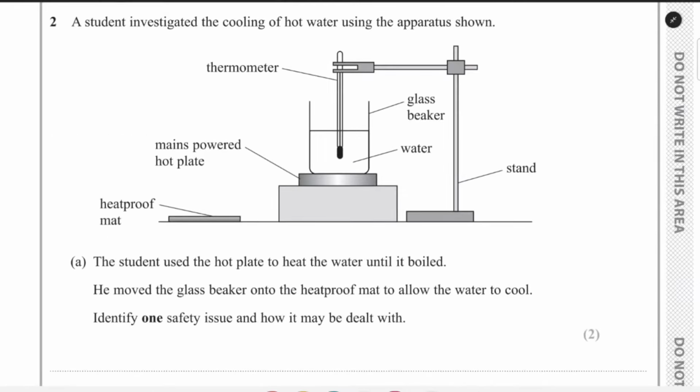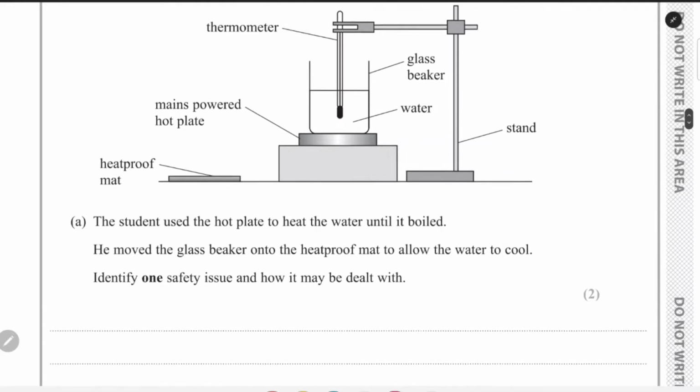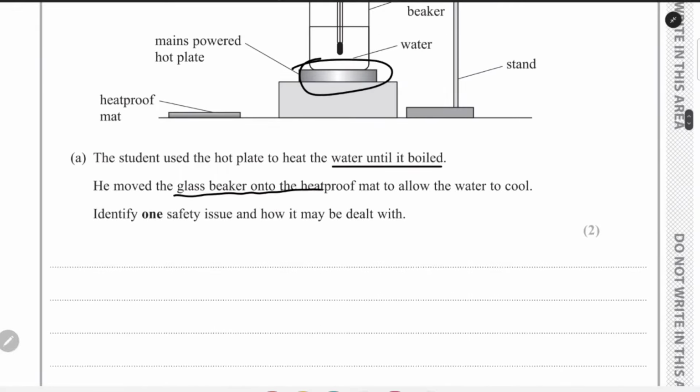Now in question 2, we are given this apparatus for cooling hot water. Now the student used the hot plate, this hot plate over here, to heat the water until it boiled. Then he moved the glass beaker onto a heat-proof mat to allow the water to cool. We have to identify one safety issue with this.